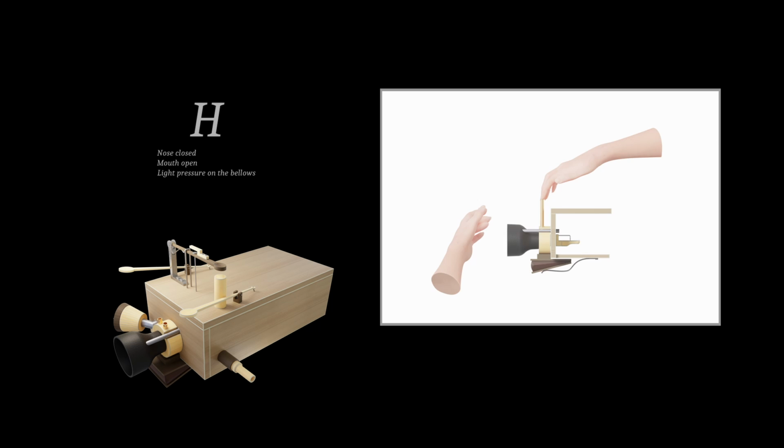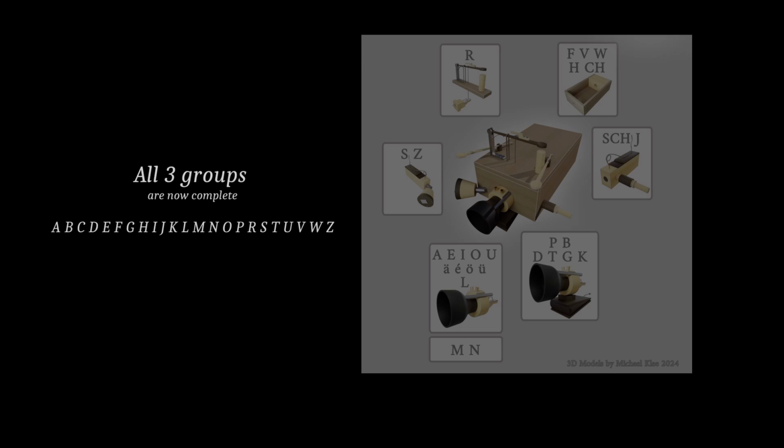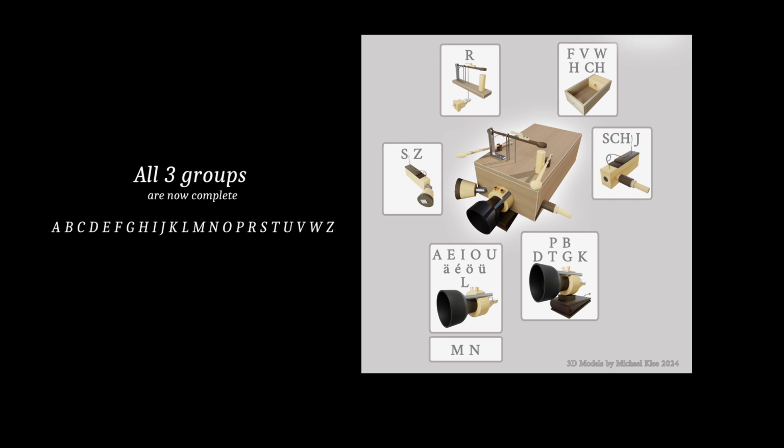H and CH are also produced with the wind chest. H: nose closed, mouth open. Light pressure on the bellows. CH: nose closed, mouth open. Slightly stronger pressure on the bellows. All three groups are now complete.